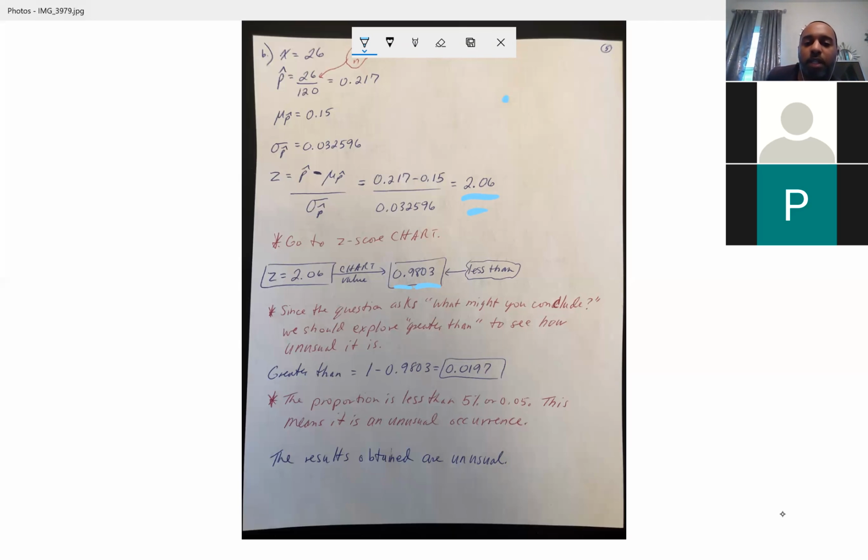And the proportion is less than 5%. So that means it is an unusual occurrence. So the results obtained are unusual. I think that's all we had to do for that one. Trying to see if that was in that one. Okay, I got it. The next set of notes actually comes to the conclusion.